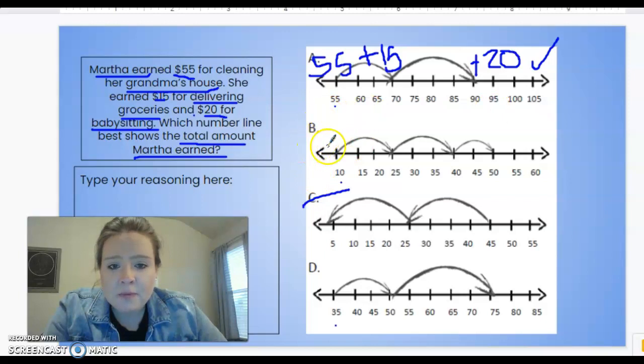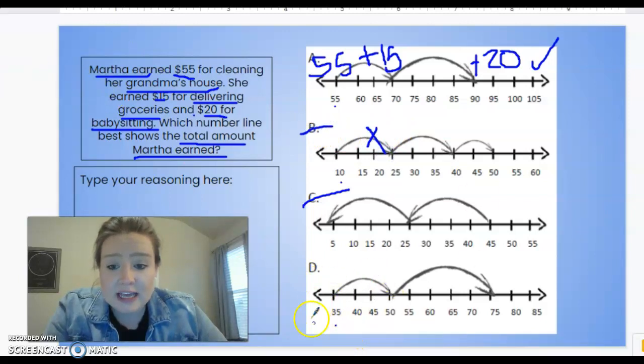Letter B. This starts at 10, okay? But she earns $55. So if this starts at 10, my first jump needs to be, or I need to end up on $55 total. This only lands on 25. This has nothing to do with this problem. So this makes the whole thing wrong.